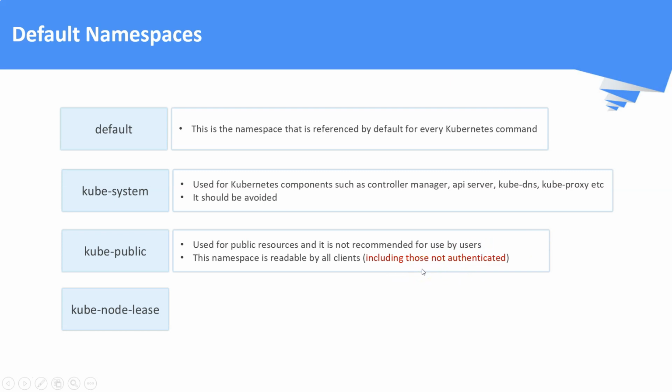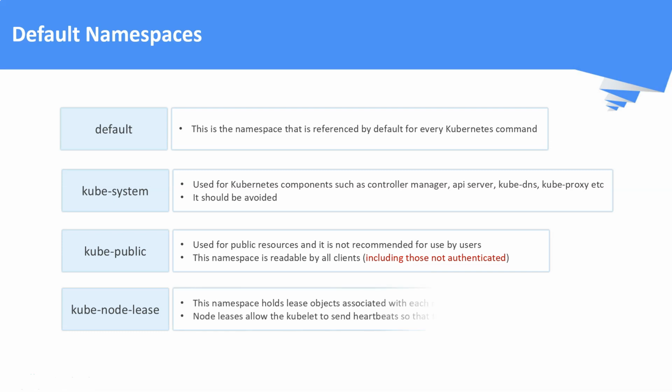Fourth one is the kube-node-lease namespace. This namespace holds the lease objects associated with each and every node. This node lease allows the kubelet to send heartbeats to the control plane to detect node failures.